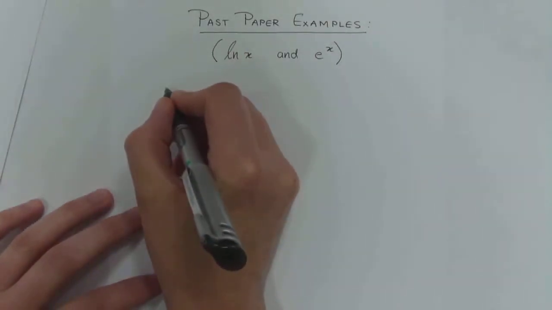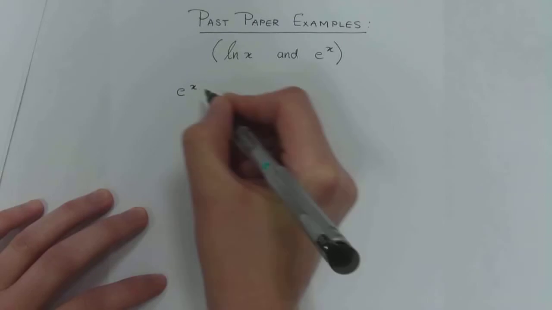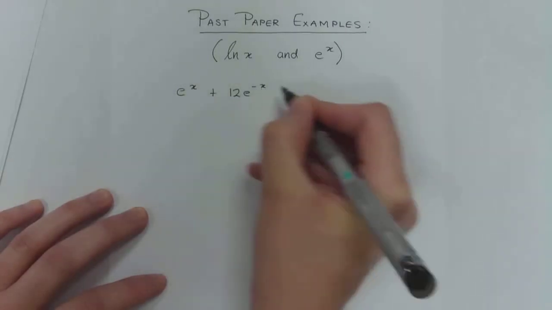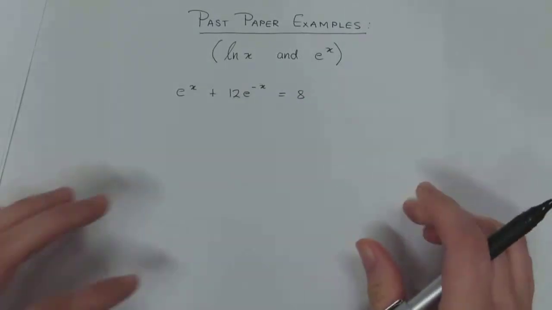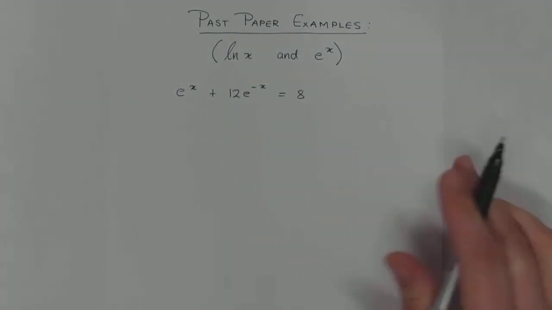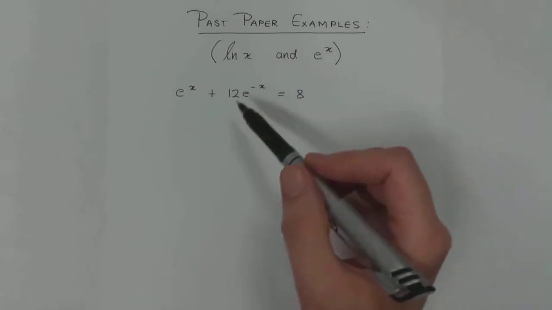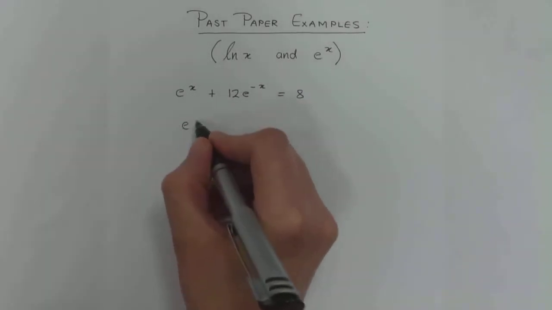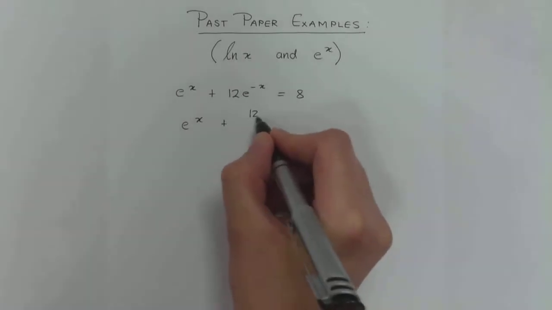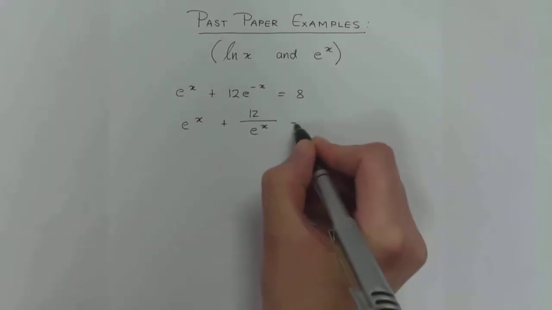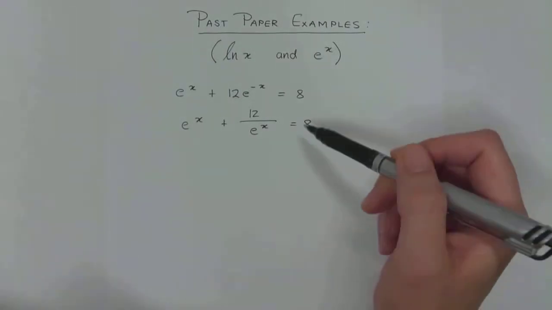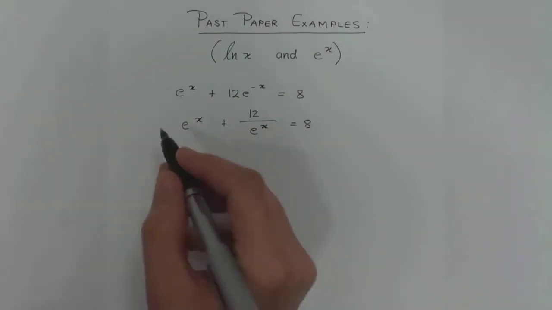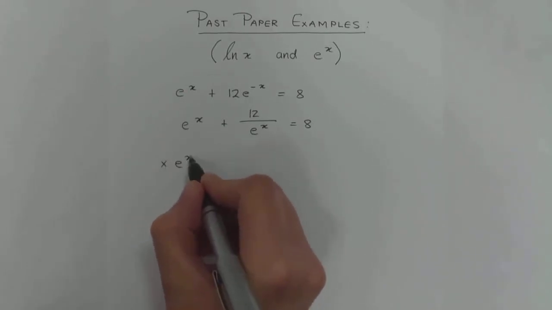So we've got e to the power of x plus 12e to the power of minus x is equal to 8. Now this is very similar to the example that we did from the textbook. The only difference we have here is that e to the power of minus x, which if you recall is going to become e to the power of x plus 12 over e to the power of x. And then that again means we've got an equation with a fraction. So we need to multiply by that LCM of the denominator. So I'm going to multiply by e to the power of x.